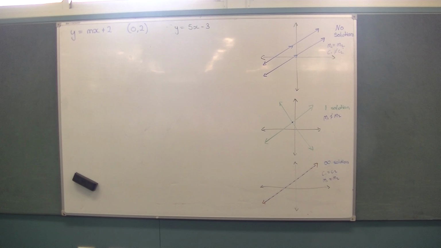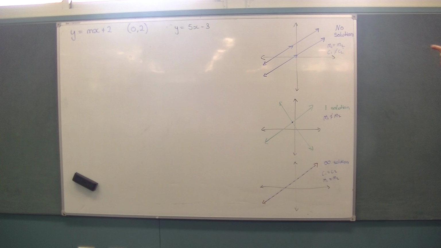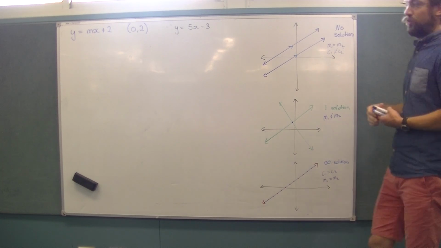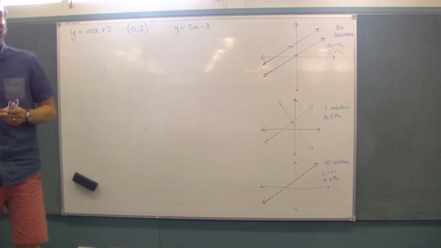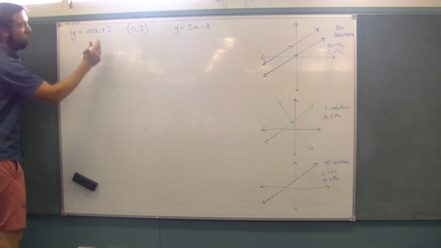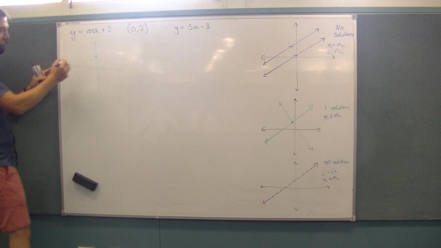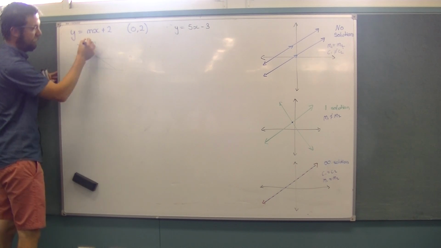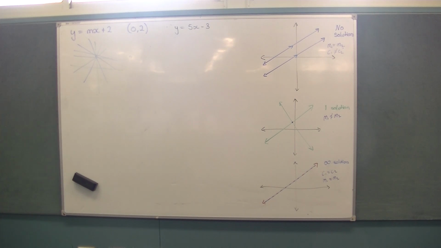Alright, so now, the equation in purple on there: y equals mx plus 2. Picture it in your head. It's a straight line. It has a y-intercept of 2, so it goes through there. Do we know the m value? No. So it could be this line, or this line, or this line, or this line. We don't know. All we know is that the m value is a variable.